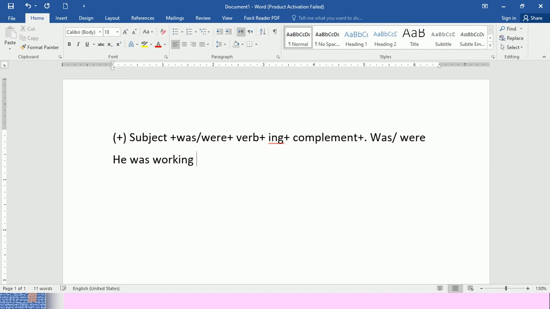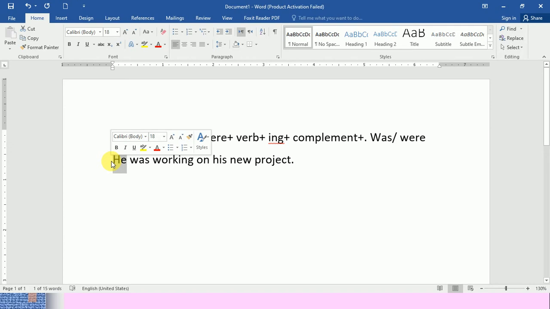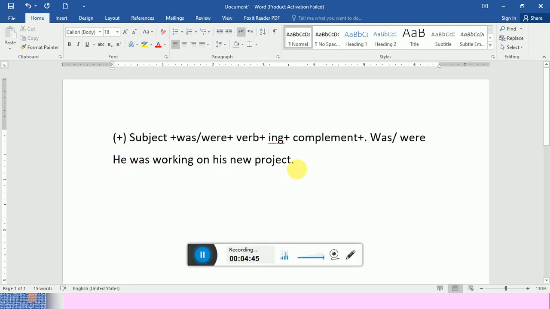For example, he was working on his new project. You see, he is the subject of the action, and was is the to be verb itself. Working is verb-ing. So he was working on his new project. It shows that the action was happening in the past. We will talk about the usage.